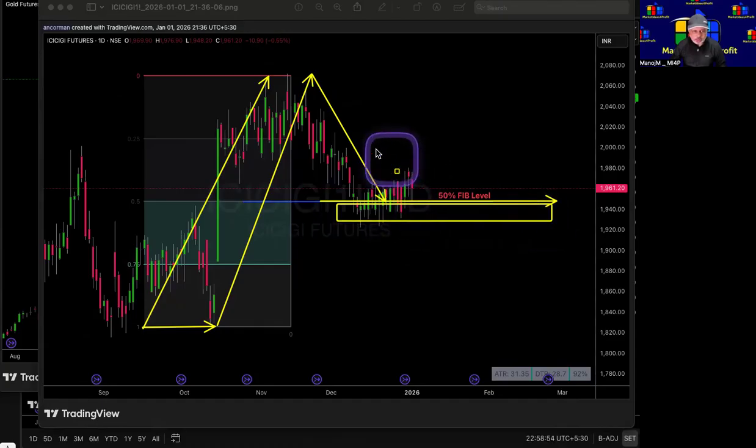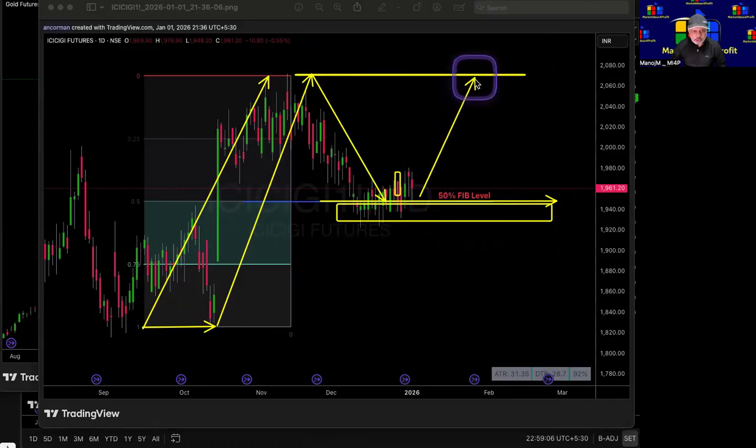Now, if you see this kind of bounce happening, this is the target that we need to look at. Price is destined to go higher. If it goes higher, we'll go to the swing high once again. Now, this is 1950, and this is about 2070. That's a 120 point gain. That's beautiful, guys. 120 points is a lot of money that you can make on futures, isn't it?